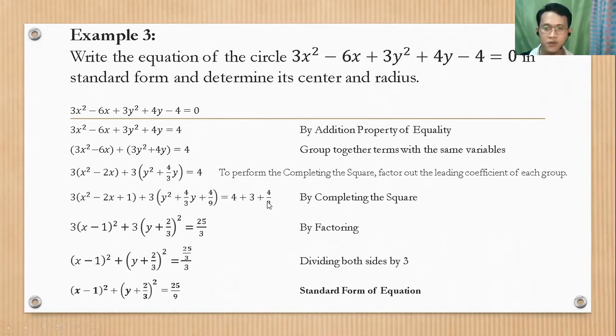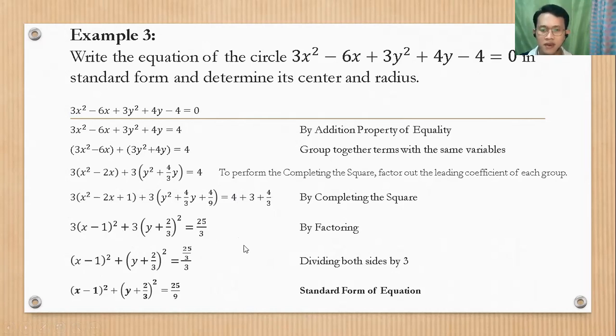And then you perform the operation 4 plus 3 plus 4 over 3. Their LCD there is 3. So you bring down 3 and then operate it, or you can type it in your calculator: 4 plus 3 plus 4 over 3, that is 25 over 3. And then by factoring, so we get, okay, that's the factoring method. And then dividing both sides by 3.